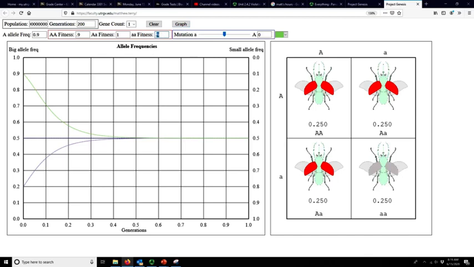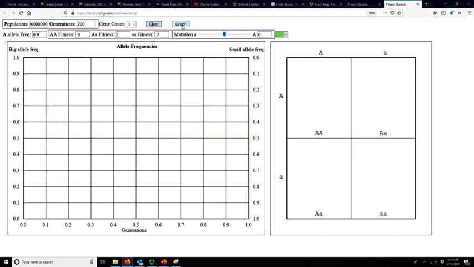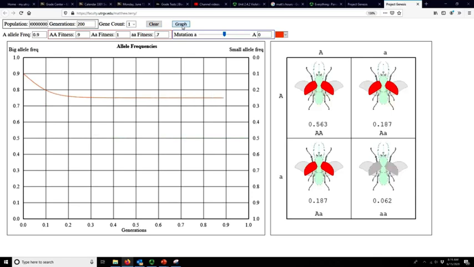Now, if we change the fitness level of one of the alleles, we're still going to reach a balance point, but we're going to have a different balance point. And no matter where we start here, we end up at that balance point. But the balance point depends on the fitness difference between the two homozygotes. But we're always going to maintain at least some level of diversity in this population. That's overdominance. Now let's look at underdominance.